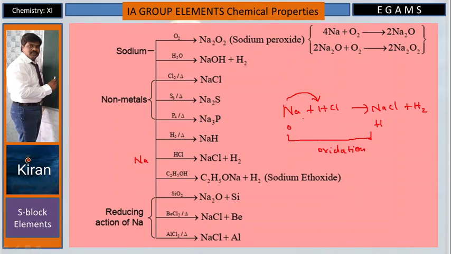Who is involved in this oxidation process? Sodium is involved in the oxidation process. Whatever participant is involved in the oxidation process is known as a reducing agent. This is the reducing character. That is the reason alkali metals act as strong reducing agents. Reducing agent means they displace hydrogen gas.